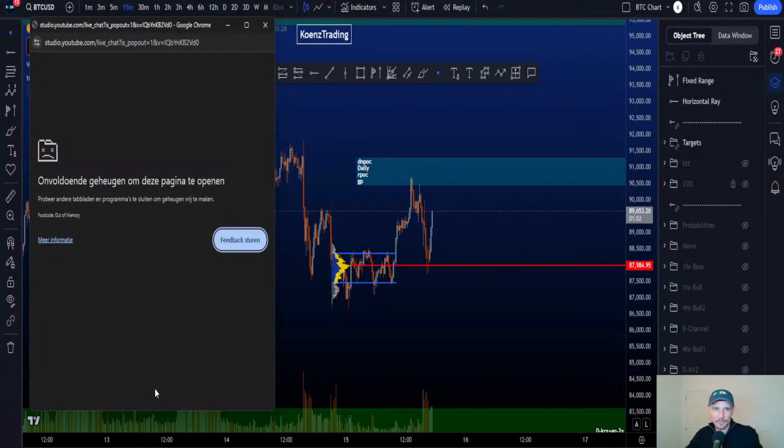But anyway, price moving back up. I see, nice. It literally hit resistance, hit support, and there we go again.